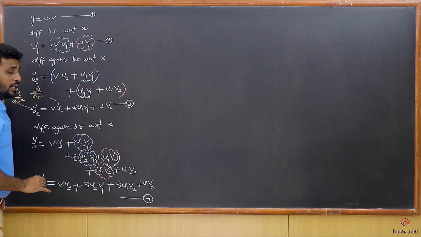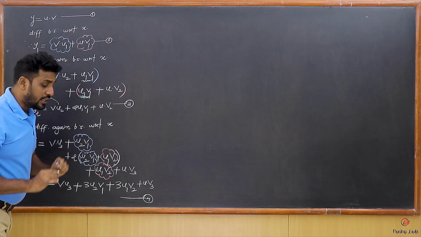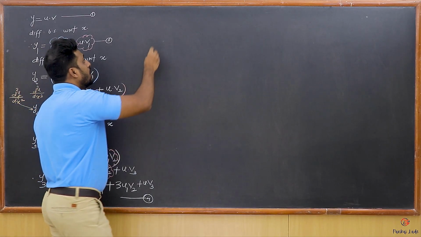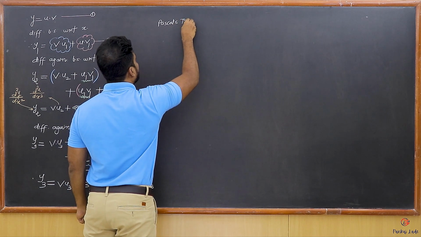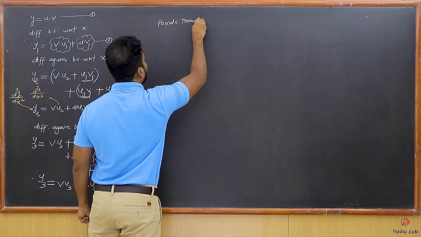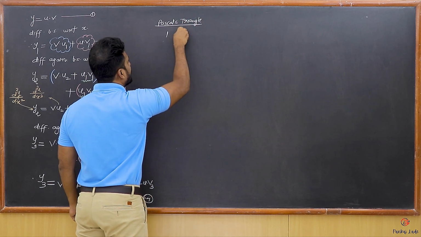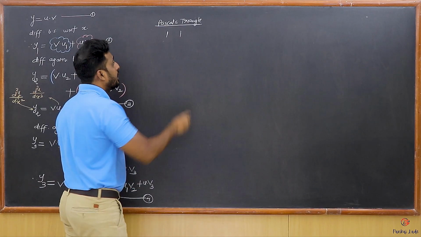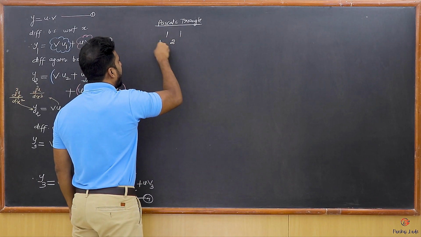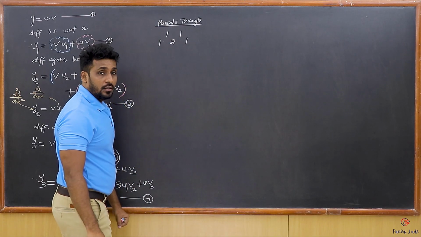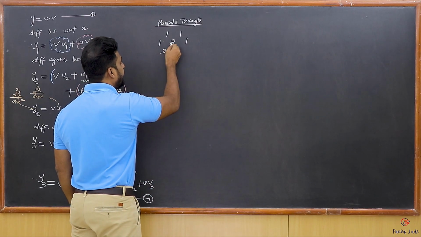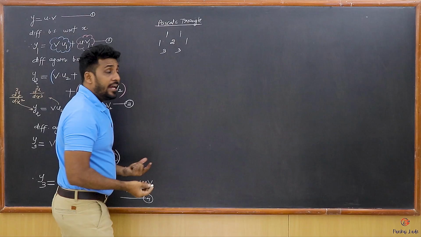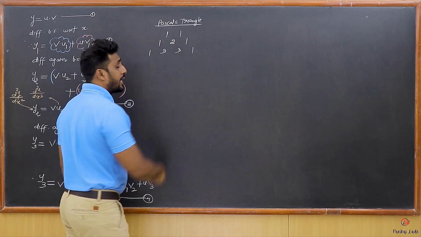Now observe carefully. I hope you must be definitely recalling the Pascal's triangle. If you recall the Pascal's triangle, it is given something like this. We write 1, 1, isn't it? Then 1 plus 1 is 2, and we again add 1s on the either sides, left and right, isn't it? Then 1 plus 2 is 3, 2 plus 1 is 3. Then again we add a 1 on either sides.